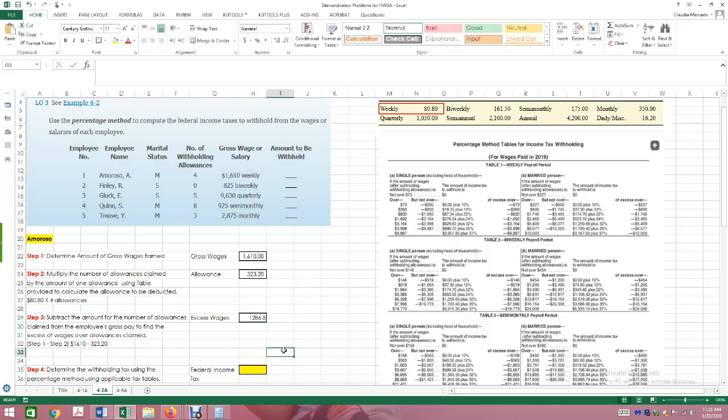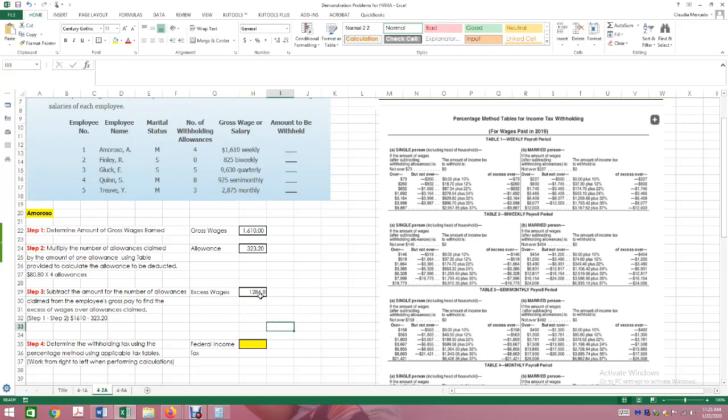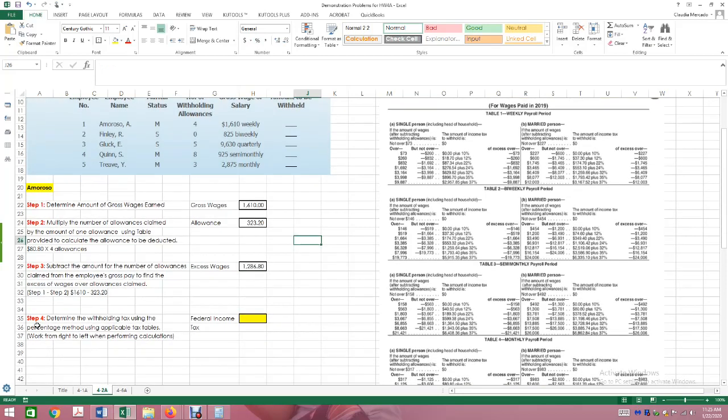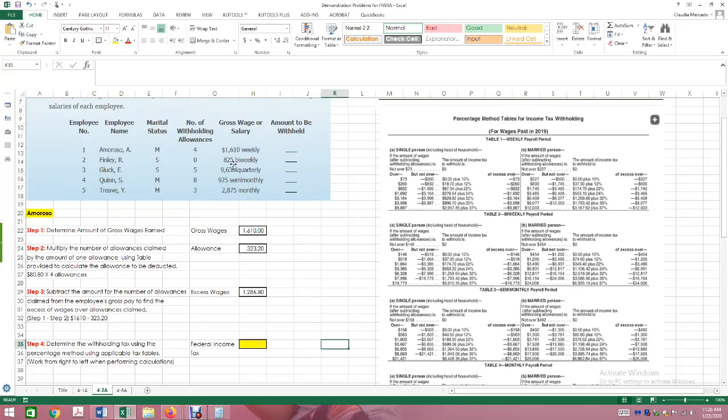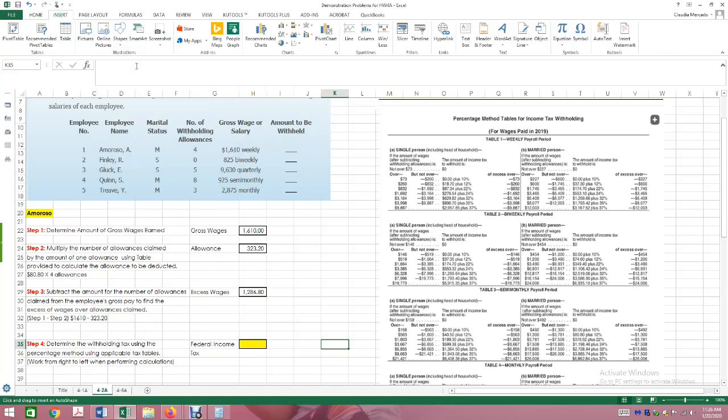Okay, now I need to figure out how much tax am I going to pay. So step number 4, which is the last and final step, we have to determine the withholding tax using the percentage method using the applicable tax tables. When we locate the information in our respective tables, we're going to work from right to left. You're always going to start in the right and you're going to move yourself up to the left hand side. So this first employee gets paid weekly, so I am going to use my weekly table, which is table number 1.